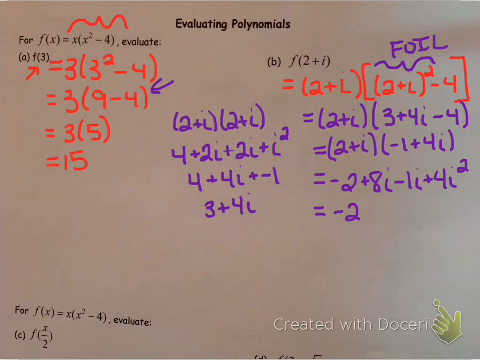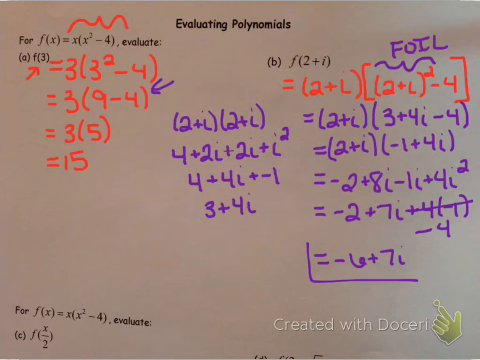The first is, of course, that the i's will combine and just give you 7i. And then the second thing is that that i squared is -1, but it was being multiplied to a 4. So that means this is just going to become a -4 instead of a +4. And so what we get is negative 6 plus 7i when we evaluate that polynomial with a complex number inside of it.